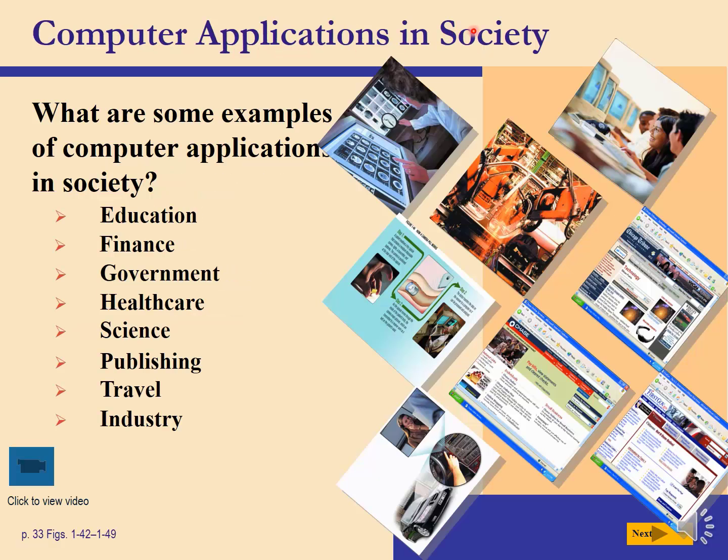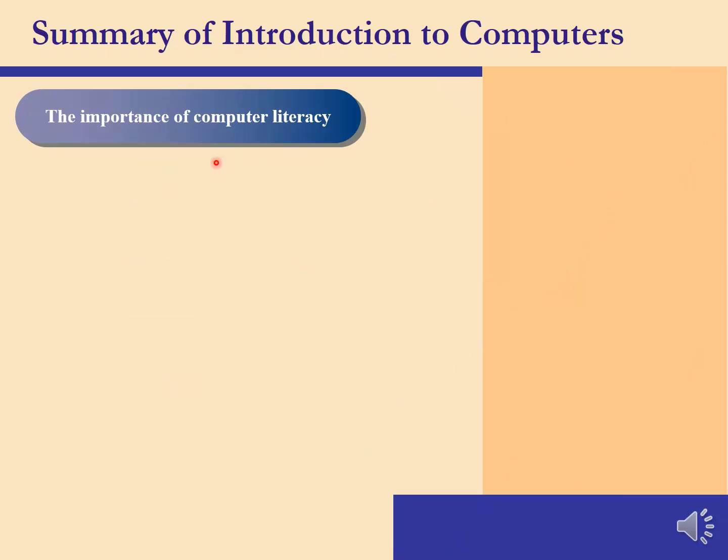Computer applications in society. What are some examples of computer applications in society? Computers are used in education. Computers are used in finance. Computers are also used in governments. Computers are used in healthcare, science, publishing, travel, industry, etc. Here is the summary of this review.